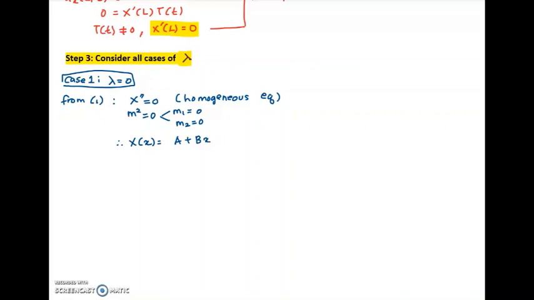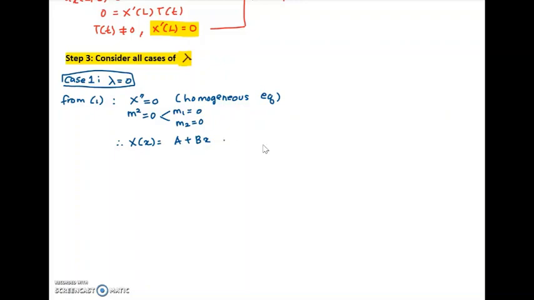Basically you have a plus bx in brackets, and then you need to multiply with the exponent of m1 or m2 times x. Since your m equals 0, the exponent of 0 is 1. So you can ignore the exponent term. So we have a plus bx. This is our initial solution.